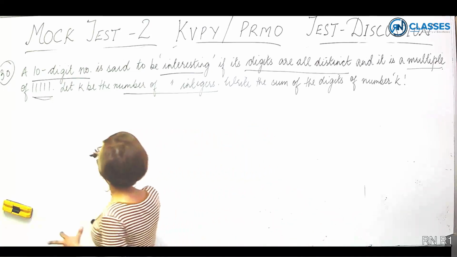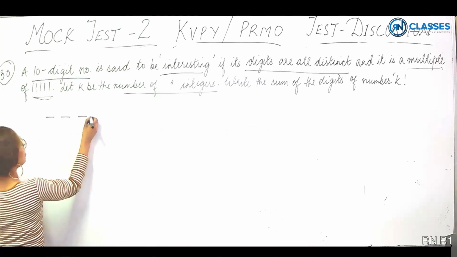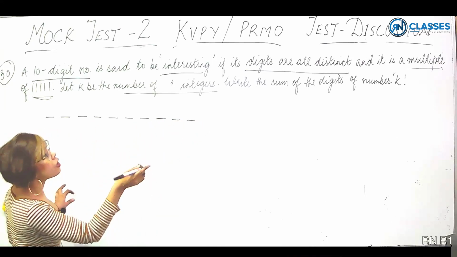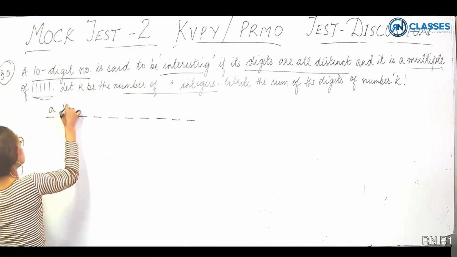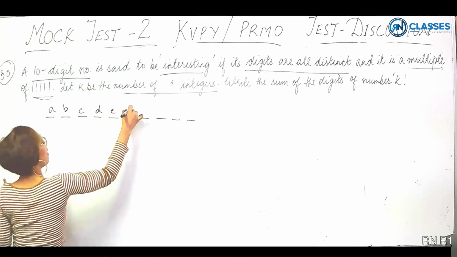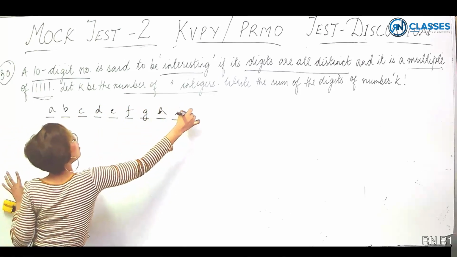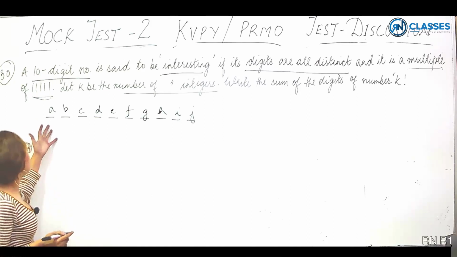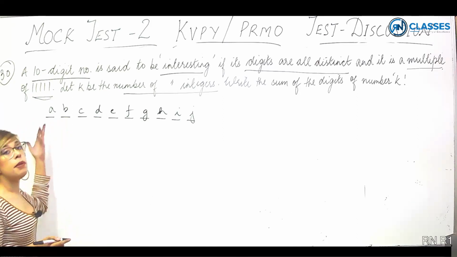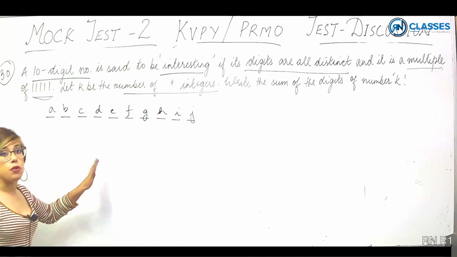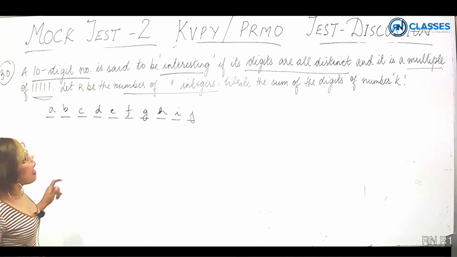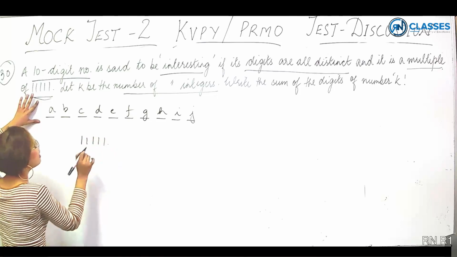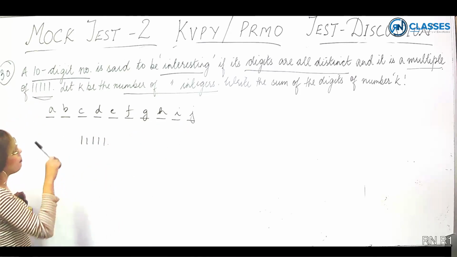Now, interesting numbers, it's a 10-digit number. So, 1, 2, 3, 4, 5, 6, 7, 8, 9, 10. And its digits are all distinct. So, A, B, C, D, E, F, G, H, I, J, so that I can see that all the digits are distinct. But I know that A will lie between 1 and 9, B will lie between 0 and 9, C will lie between 0 and 9, and so on. And it is a multiple of 11,111. This number is divisible by this.